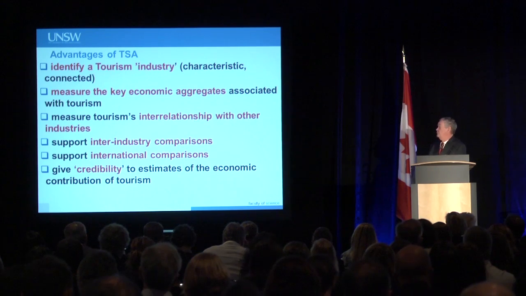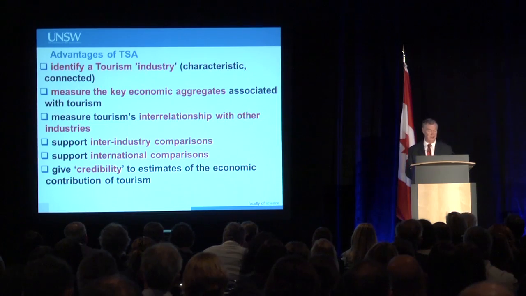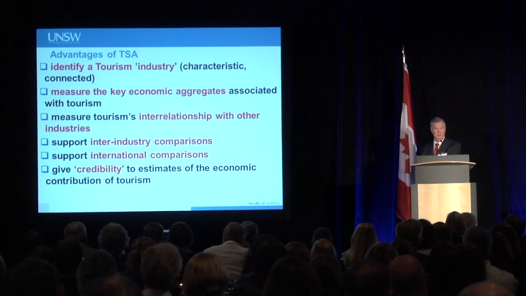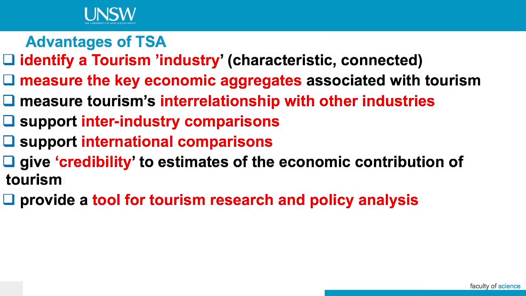They tell us about tourism's interrelationship with other industries because they tell us what industries provide inputs into the tourism industry. They support inter-industry comparisons. We can compare the contribution of tourism to gross domestic product compared to the contribution of the automobile industry or the contribution of mining and so on. So that's useful in that respect.